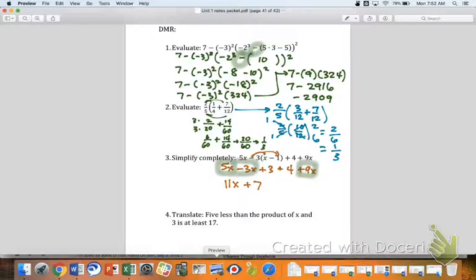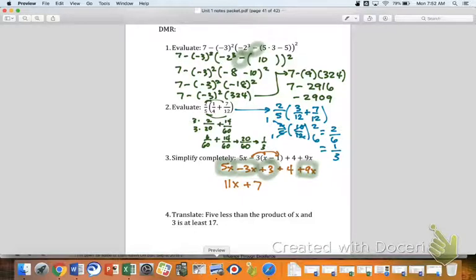It's all good. As I walked around and peeked over shoulders, I saw a ton of people that had 11x plus 1. What that tells me is that maybe we made a mistake with the plus 3, right? We didn't distribute the minus sign with the 3. So you want to watch out for that for sure.